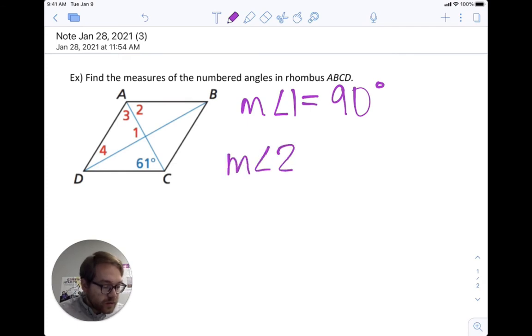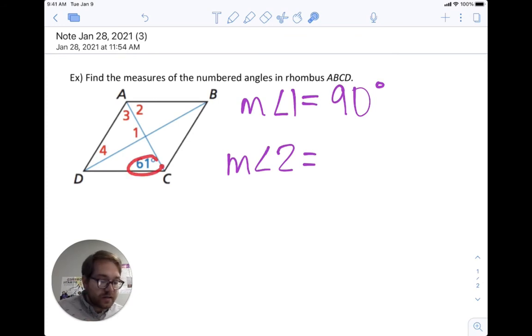The measure of angle 2, what is that equal to? That one requires you to remember something from our previous unit, where we talked about all the different angle pair relationships. So here we have 61 degrees, and we have this diagonal cutting through here. Because this is a parallelogram, a rhombus is a parallelogram, we have two parallel lines cut by a transversal. And if you remember from our last unit, when we have two parallel lines cut by a transversal, we know some specifics about the relationships of the angles.